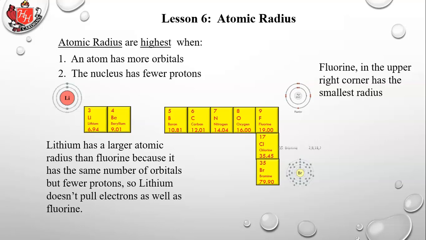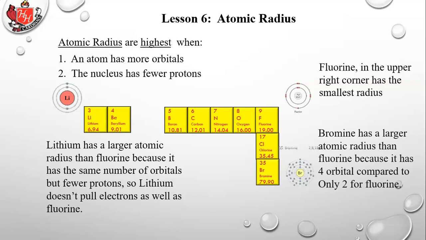So now we'll look at bromine. Bromine, this explanation is easy. Why does bromine have a larger atomic radius? Simple. It has more orbitals that keep expanding out and out away from the nucleus. So bromine has a larger atomic radius than fluorine because it has 4 orbitals compared to only 2 for fluorine. So it's going to naturally be bigger. The diagrams here don't show it as being bigger, but it would be much bigger because it has more orbitals. So that one's easier to understand than the first one.